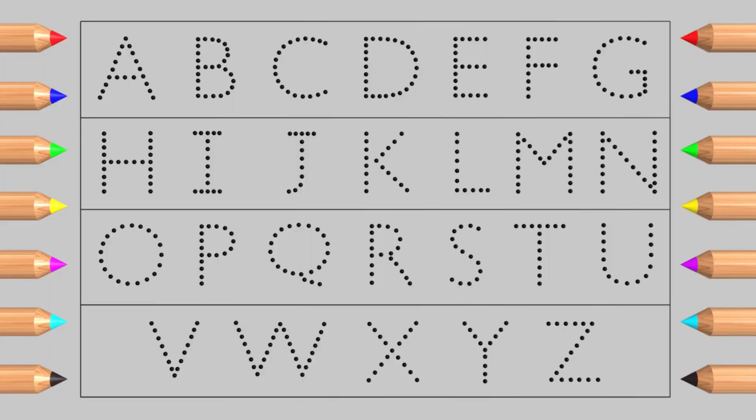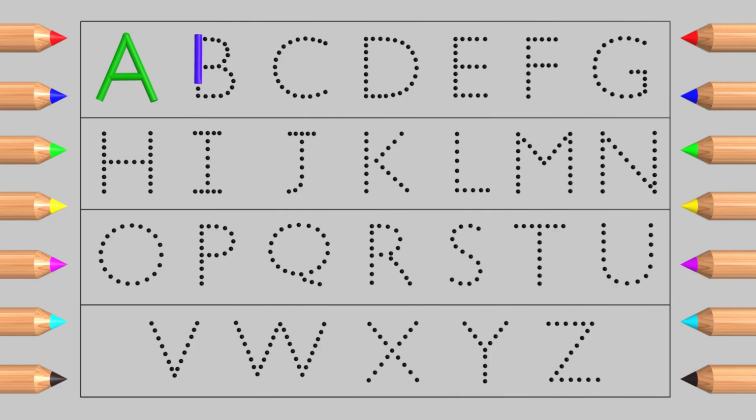Today, we are going to learn how to write the uppercase English alphabet from A to Z. Let's begin. A. This is uppercase A. Start at the top, go down, then down again, and add a line in the middle.